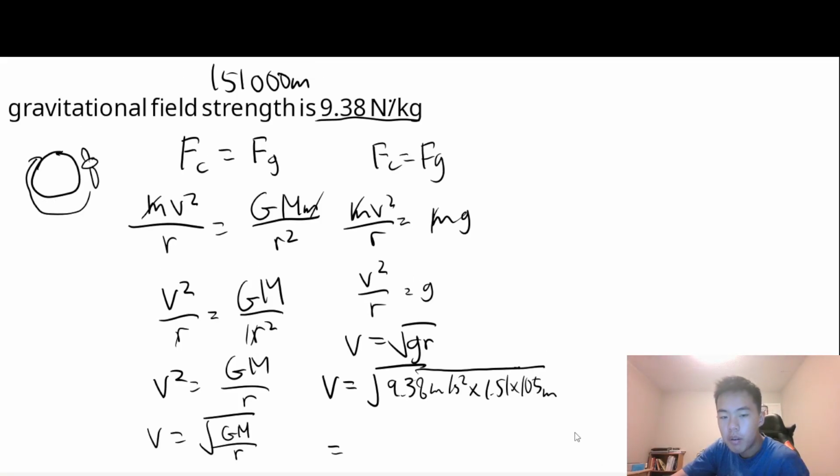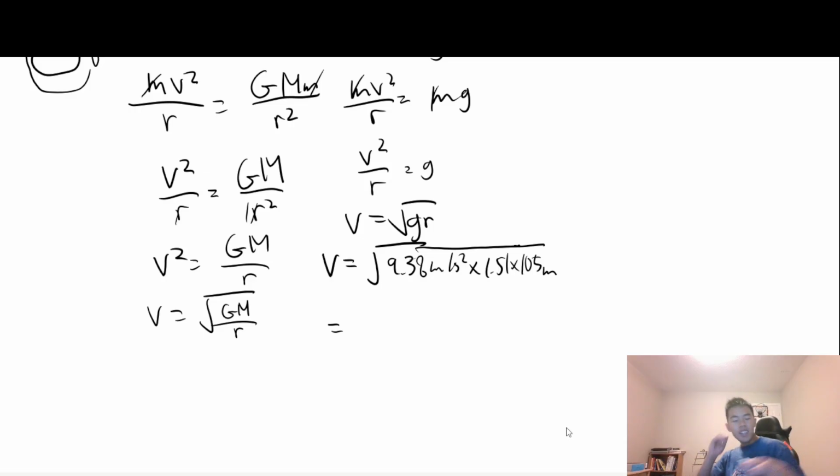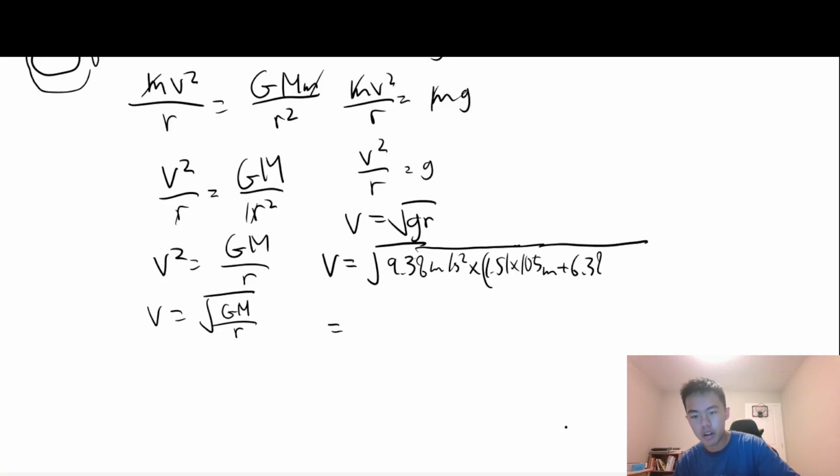Oh yeah, I'm not being careful, because that's not our radius. That's only one part of our radius. We have to add the radius of our Earth to actually have the radius of our orbit. So 1.51 E5 plus 6.38 E6. Honestly, that's like a drop in the bucket. You probably got the same answer even if you didn't add that, which is pretty funny. But you should add it anyways.